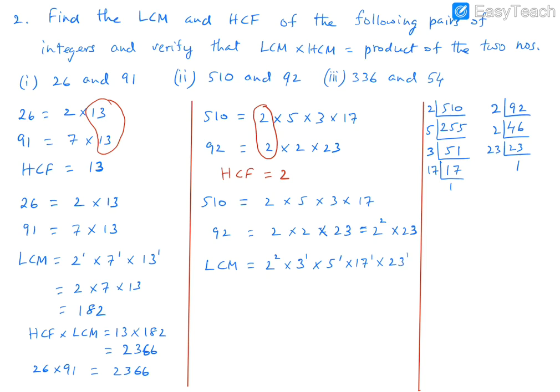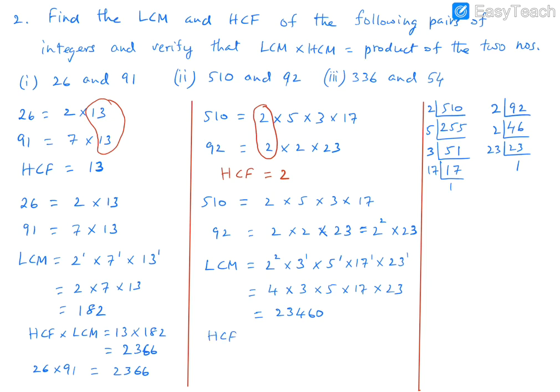So the LCM is 2 power 2, which is nothing but 4, into 3 power 1 is 3, into 5 power 1 is 5, into 17 into 23. So the LCM in this case is the product of these numbers, 2 into 2 into 3 into 5 into 17 into 23, which is 23,460. Now again, we can verify that the product of HCF and LCM is indeed equal to the product of the two numbers.